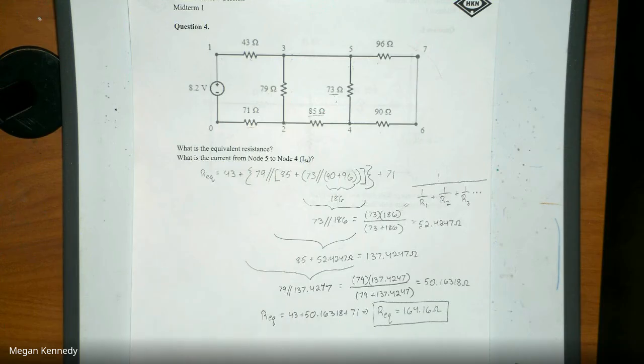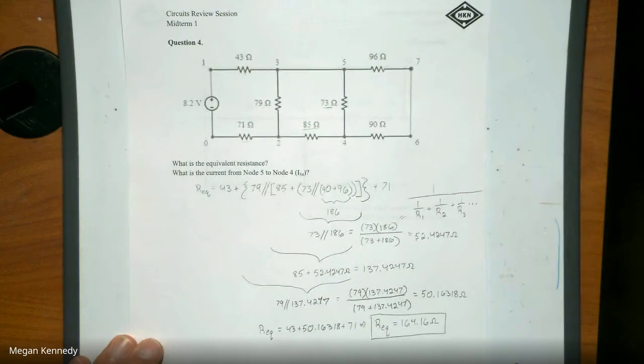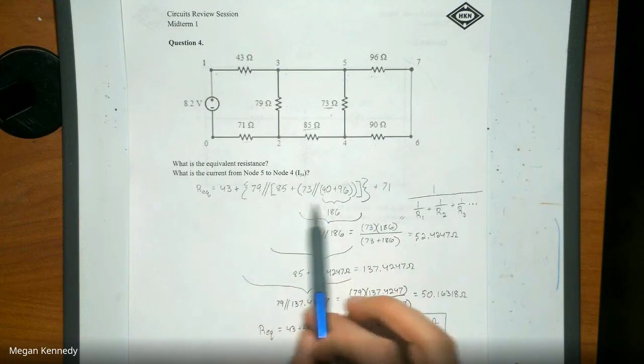Any questions on that first part? Could you just go over again how you set up the initial equation for which ones were parallel and in series? Yeah. So I know when I first started, it was hard to look at it in the way that I set it up.